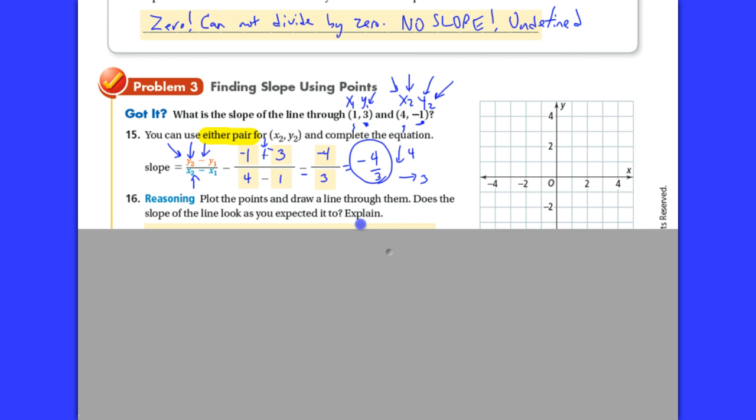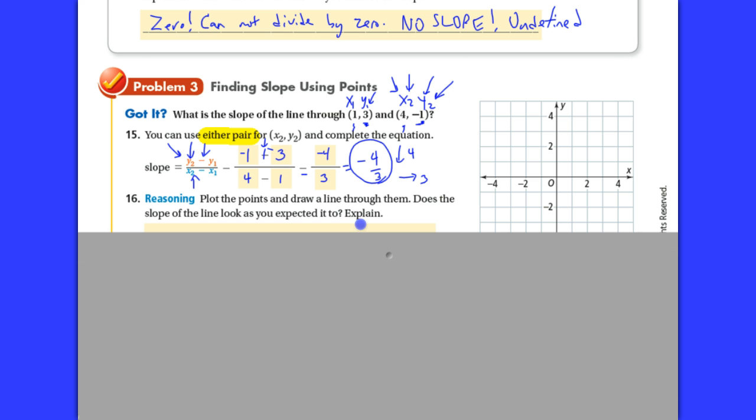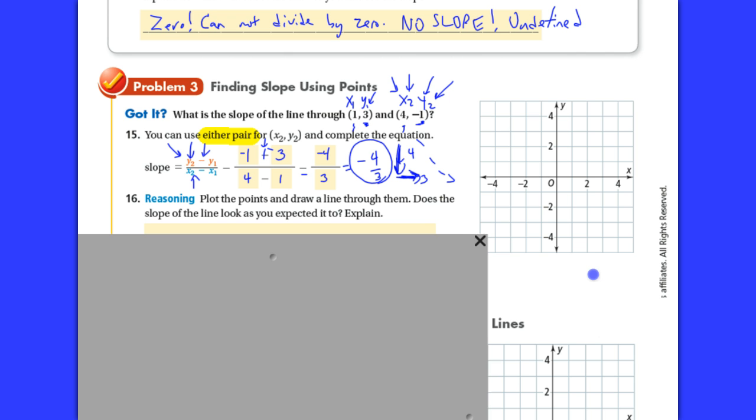And it says, now plot the points and draw a line through them. Does the slope of the line look as you expected it to? Well, we just said we think it's going to go down 4 because that's a negative number, and then go over 3 because that's a positive number. So we're going to guess that that line will probably go downhill that way. Let's check and see. Now they want us to plot it, so let's do that now.